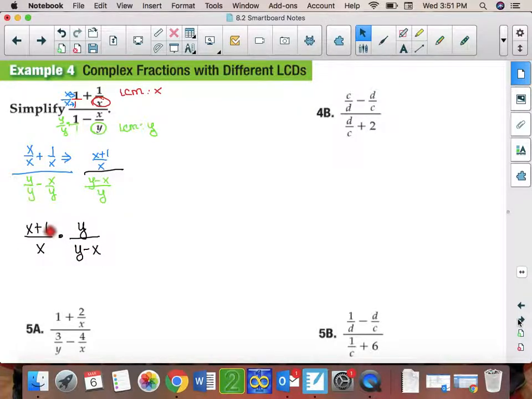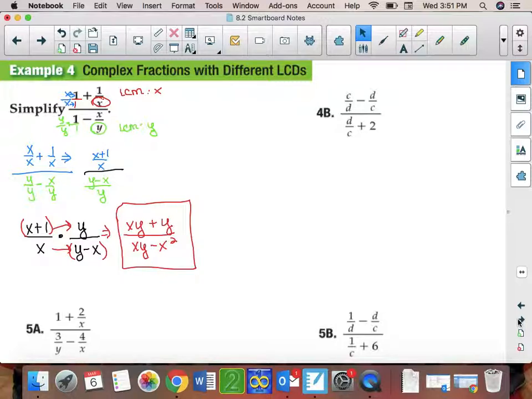And if there's anything that I can cancel top and bottom, we would. There's nothing I can do because this is a binomial and this one's a binomial, and so I can't cancel with just the monomials. And then those are different letters, so I can't do anything there. So we're just going to multiply across the top and multiply across the bottom. Okay, so this is a binomial that I'm going to multiply. So that's going to be xy plus y over, and then this is a binomial, xy minus x squared. Okay. And this is going to be my answer for that one.